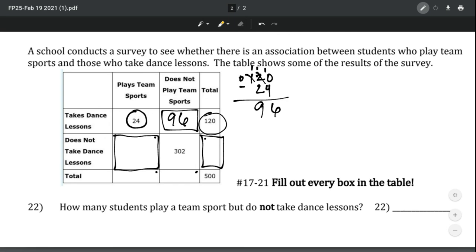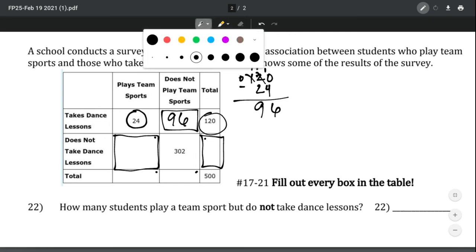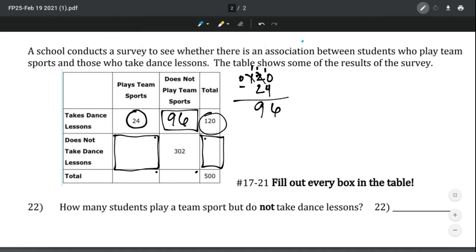And then question 22 says, how many students play a team sport but do not take dance lessons? So for 22, which box would that be? Play a team sport but do not take dance lessons. It would be this box right here, right? So I'm going to go ahead and mark it like that, so that when you get the answer to that box, that's the answer to number 22.